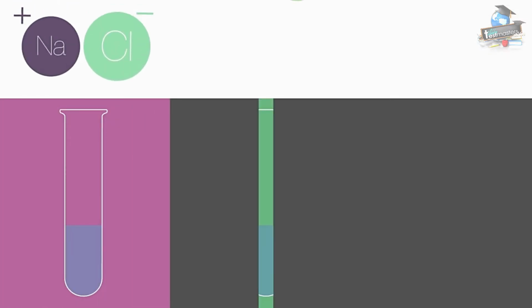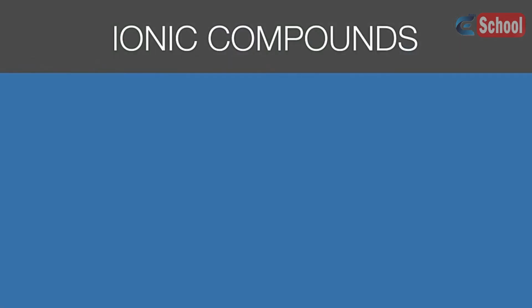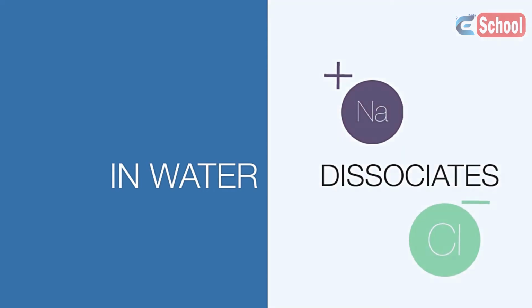Sodium chloride, sodium fluoride, and ammonium nitrate can all dissolve in water, as we know. Or else, we wouldn't be able to flavor our soups, brush our teeth, or fertilize our plants. Most ionic compounds are soluble in water. In water, an ionic compound can dissociate into its ions.